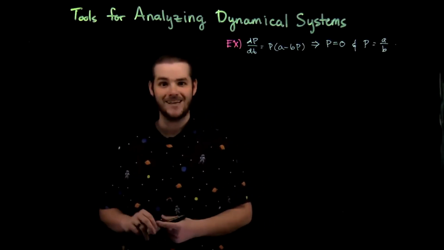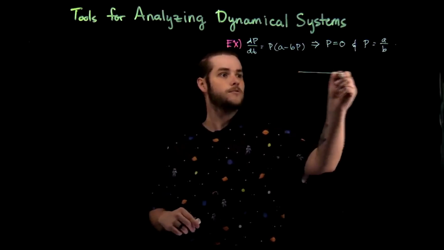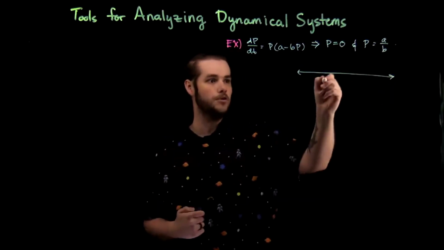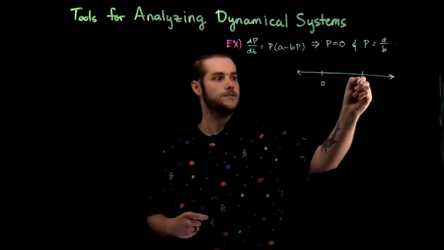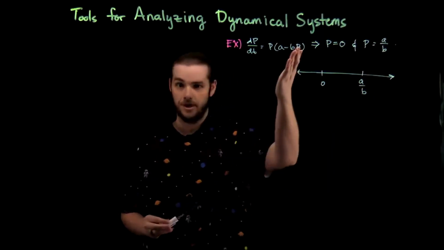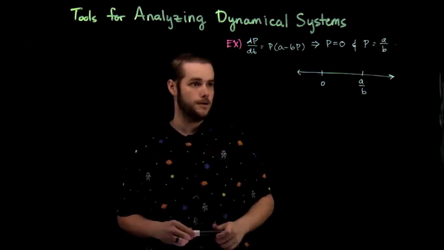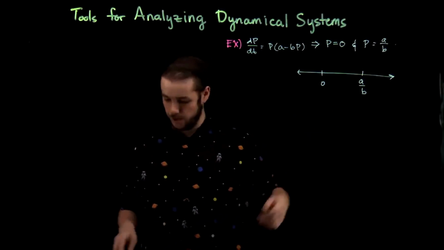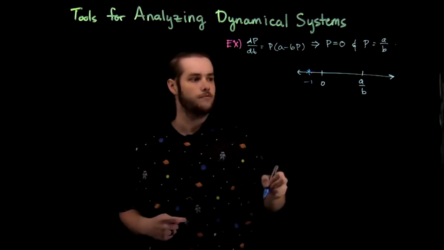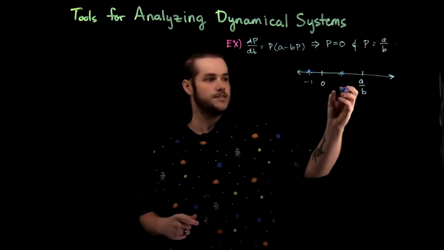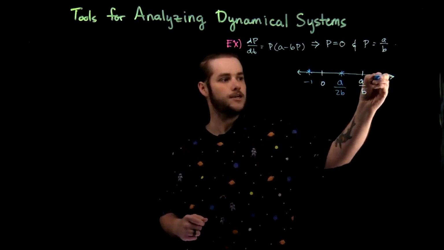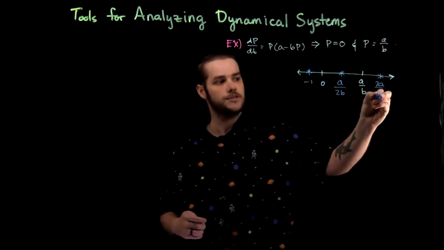You might have built a sign chart. Or perhaps your calculus teacher had a different name for it, where you would draw a number line, plot your critical points on the number line. If your function's continuous, which here it is, continuous in P, we would just pick a point, let's say maybe -1, let's say half of a over b, and let's say twice a over b, for example.